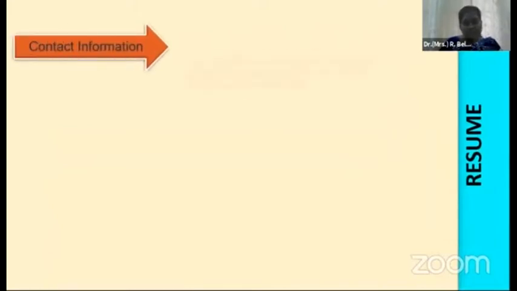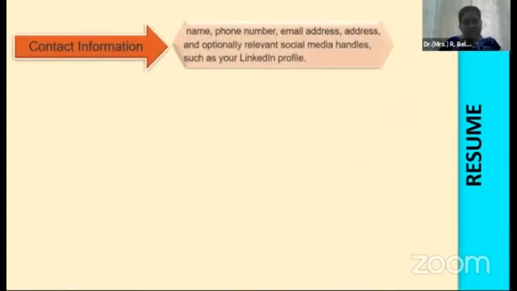What all should it contain? It should contain the contact information. This is a must: name, phone number, email address. Sometimes people say don't add address, but I will say add address, because the company needs to know which part of Chennai you come from. Are you accessible? It is easily notable there. And optionally, relevant social media handles like LinkedIn.